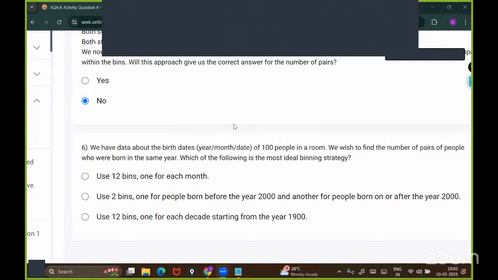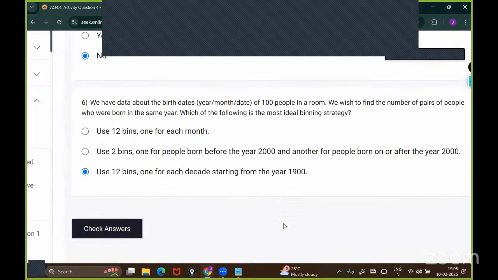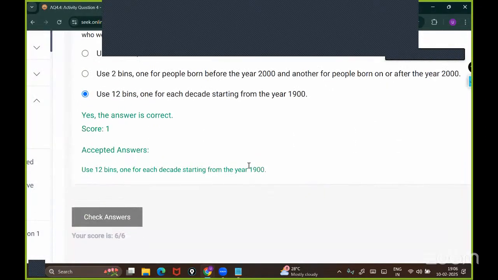Can you understand, people? Within the same bin, I have to do n number of iterations. What if all the people who were born before 2000, which means a single bin, contain 100 elements? Again, the number of iterations will be higher, right? And similarly, using 12 bins, one for each month, is not making any sense. So the ideal answer can be this third option, using 12 bins, one for each decade starting from the year 1900. Let's check. Yeah, and that is the answer as well.